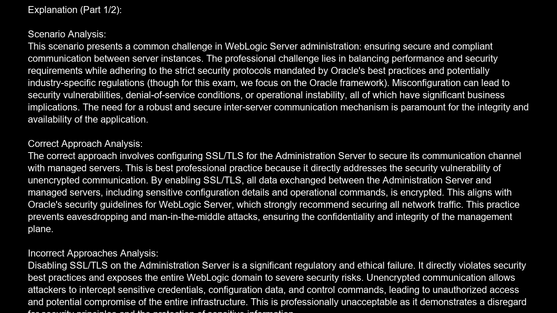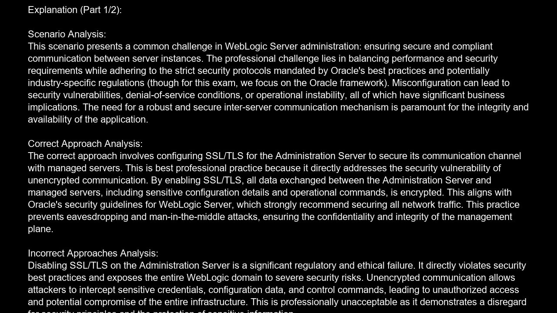Correct approach analysis. The correct approach involves configuring SSL/TLS for the administration server to secure its communication channel with managed servers. This is best professional practice because it directly addresses the security vulnerability of unencrypted communication. By enabling SSL/TLS, all data exchanged between the administration server and managed servers, including sensitive configuration details and operational commands, is encrypted. This aligns with Oracle's security guidelines for WebLogic Server, which strongly recommends securing all network traffic. This practice prevents eavesdropping and man-in-the-middle attacks, ensuring the confidentiality and integrity of the management plane.